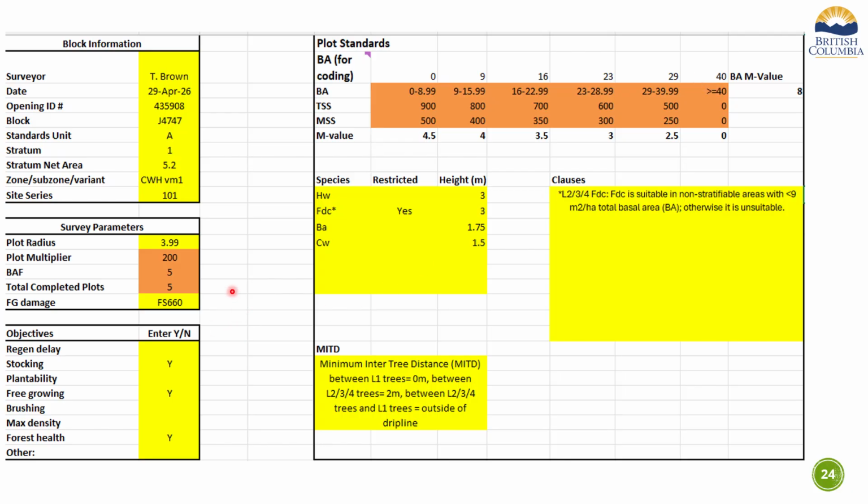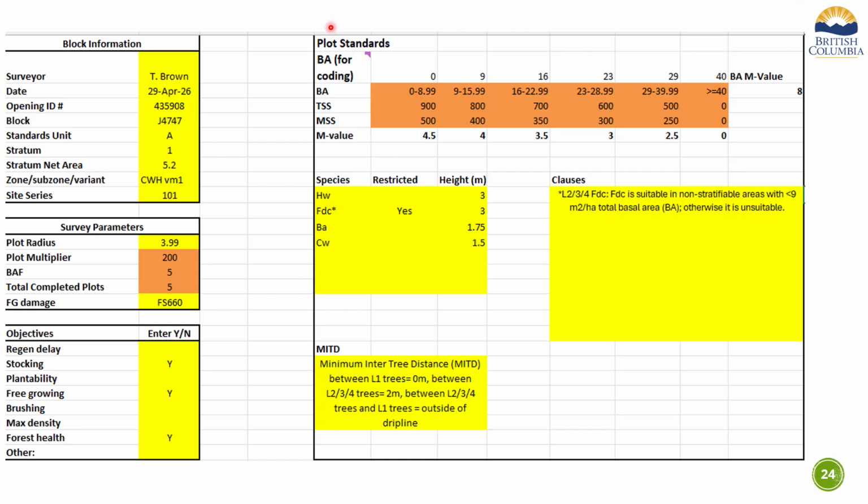Next, my SU is 5.2 hectares, so I'm going to be doing 5 plots, and this is a key field for the calculations on the next slide. All of these orange ones are again. For free growing damage criteria, I'm going to use the CEDRSS tables and the FS 660. For objectives, I'm going to be doing stocking, free growing, and forest health information. The SU looks borderline free growing, so it makes sense to do both stocking and free growing.